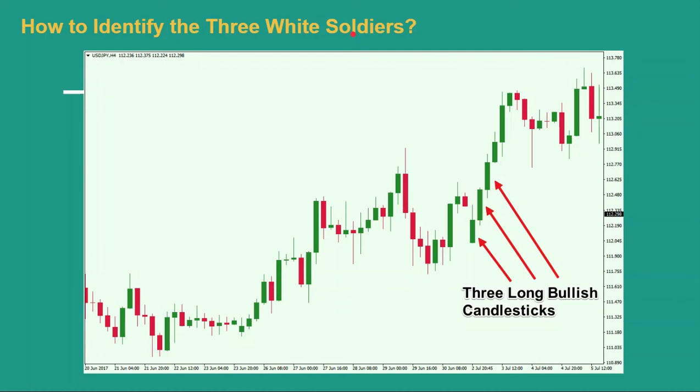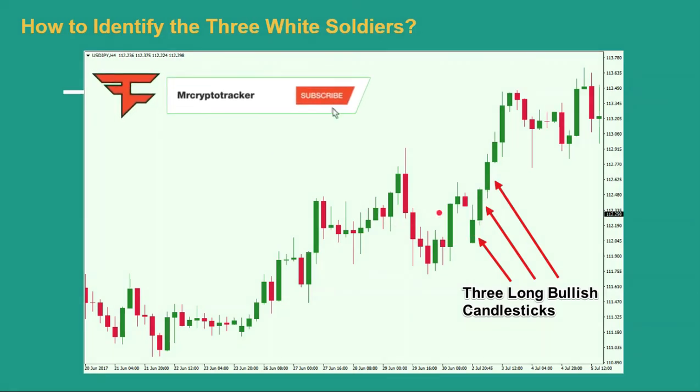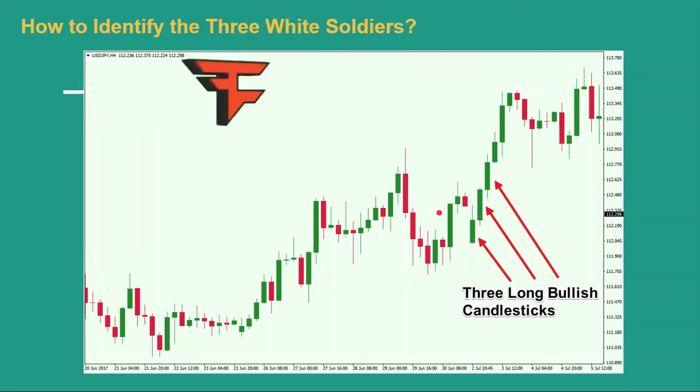The pattern needs to develop at the end of a bear market or in a downtrend. The second one is the size of the candles. The 3 green candles need to be of substantial size, as you can see here, big size. And the third one is volume confirmation. We need to see an uptick in trading volume in order to confirm the trend reversal. This is what we need to consider before deciding to trade this pattern.